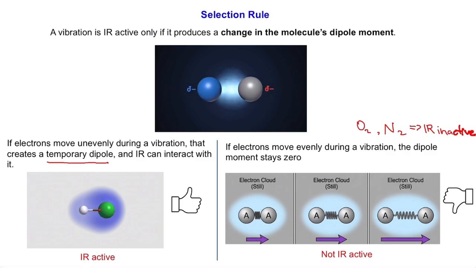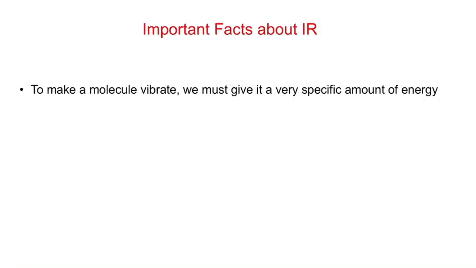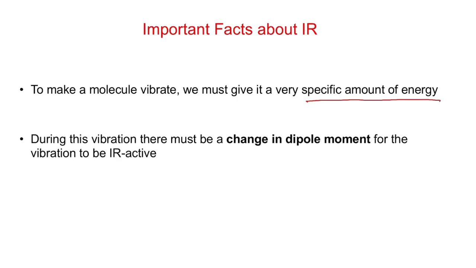So now we know that to make a molecule vibrate, we must give it a very specific amount of energy that matches the spacing between its quantized vibrational levels. And we also know that during this vibration, there must be a change in dipole moment for the vibration to be IR active and appear on the spectrum.